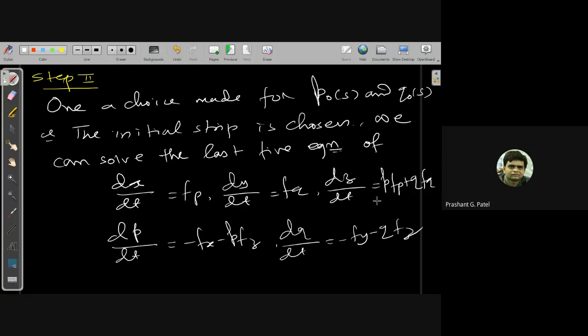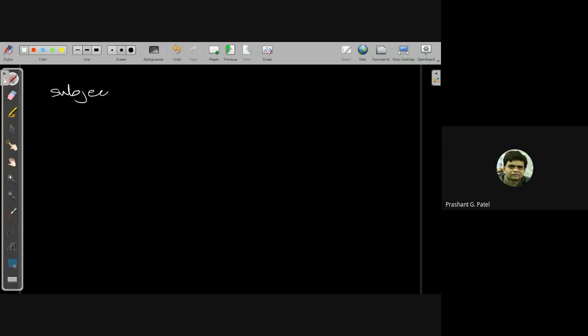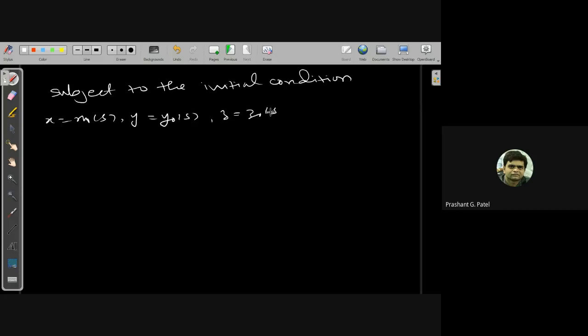Subject to the initial condition, that is x = x0(s), y = y0(s), and z = z0(s), p = p0(s), and q = q0(s). These initial conditions are there at t = 0. Hence, we can have the characteristic strip issuing from each point of the initial curve.